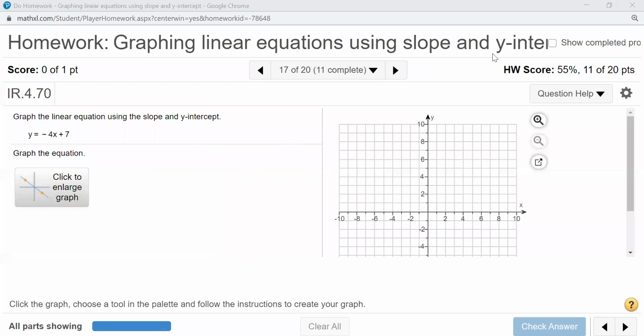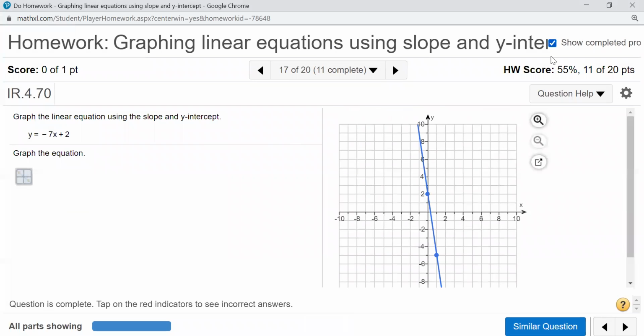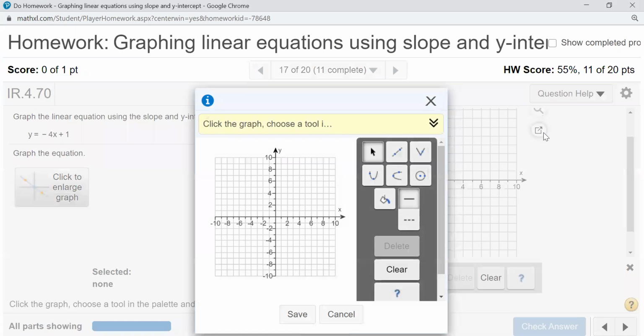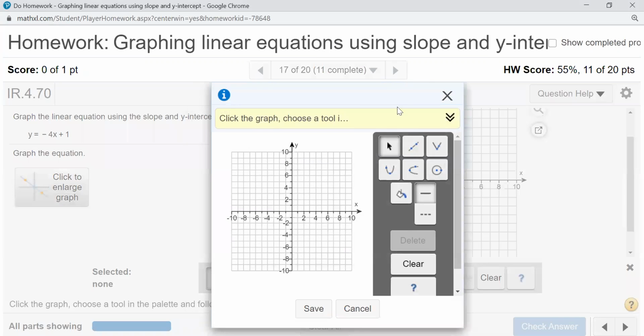We can just do all of these. This is really good practice. This time I won't write out what the slope and y-intercept are. Let's do this one. Okay. Negative 4x plus 1. So the y-intercept is 0, 1. So grab your line tool, go to 0, 1. You can see up here what the point is that you're hovering over at the moment. So hover over 0, 1, put your point.